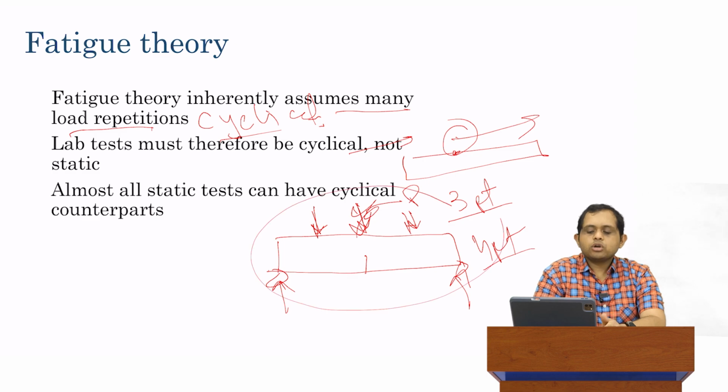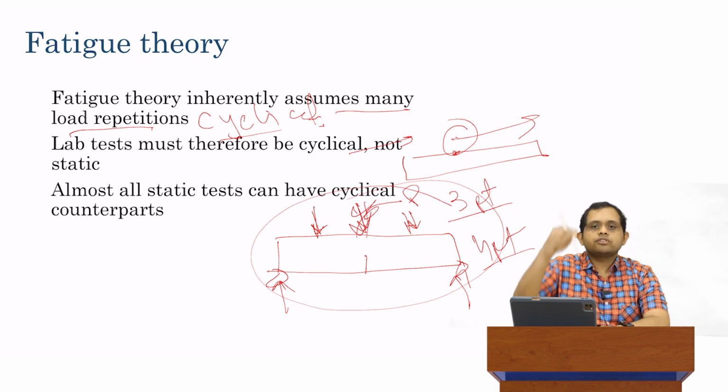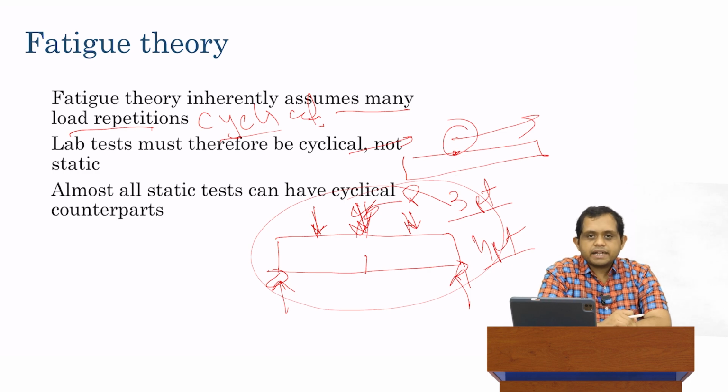The 3-point bending or 4-point bending flexural strength tests that we've all learned in our earlier classes do not assume any cyclical loading. They assume monotonic loading, that is, the load is continuously being applied. There is no cyclicalness, or the load is not being applied and removed and applied and removed. That's what a cyclical load would look like. So naturally, we can't use this monotonic test for fatigue theory. We therefore need some type of cyclical test.